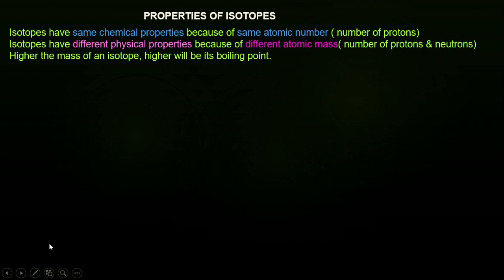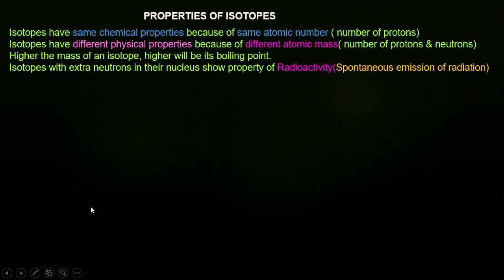One more important point about isotopes is isotopes with extra neutrons in their nucleus show a property called radioactivity. Radioactivity is spontaneous emission of radiations. Whenever an element is spontaneously emitting radiations in the form of particles, alpha particle, beta particle, gamma rays and all that, we say such elements are radioactive elements. And this radioactivity arises right within the nucleus of an atom, first of all. Why? Because the number of neutrons is getting more. So if there are more neutrons than protons, then the element will be radioactive.